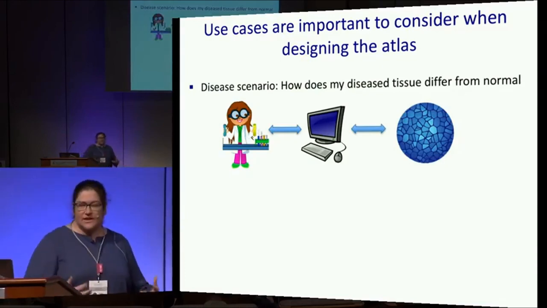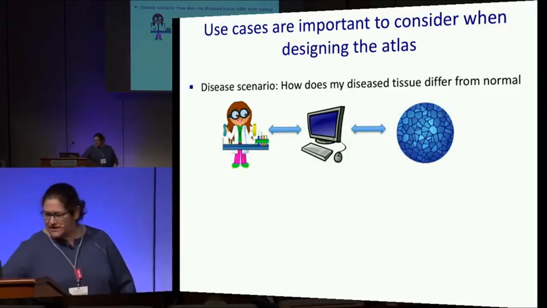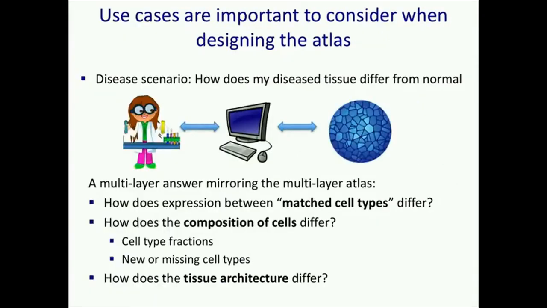Another case study, again, a disease scenario, more complex than what is my cell like. Here, we need a multi-layer answer. If you want to compare, here's my disease cell. I want to use the atlas to query my disease cell. How does expression differ between matched cell types in the disease and non-disease? Again, we have to define cell types, and then matched cell types, and what matters between the disease and not cell state. How does the composition of the cells differ?